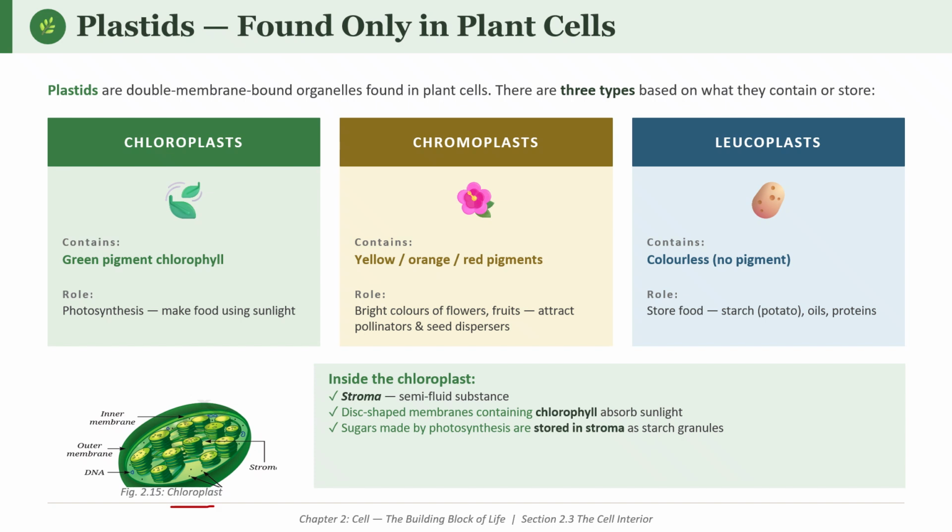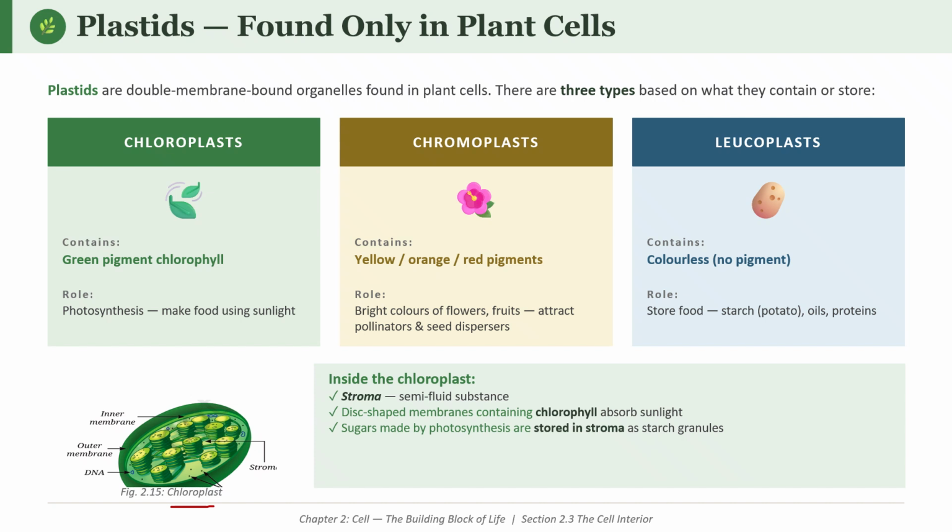So it is having a fluid filled region. We call that region the stroma. And disc shaped membranes containing chlorophyll absorb the sunlight, and sugars made by photosynthesis are stored in the stroma as starch granules. Yes. So leaf cells contain many chloroplasts.